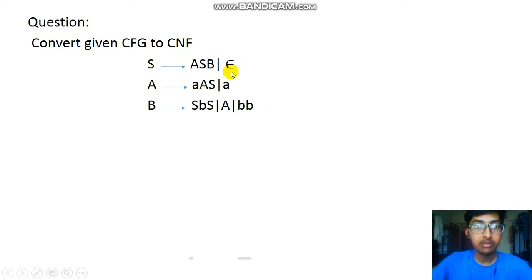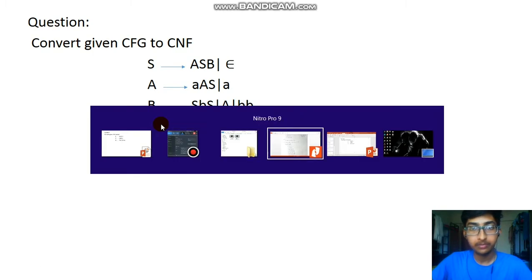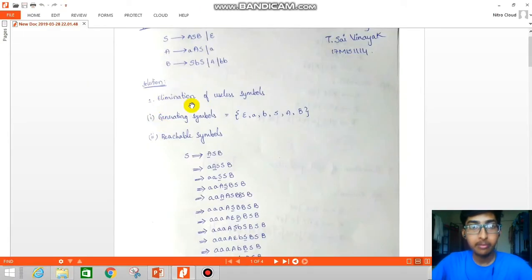By seeing the question, we see that there is an epsilon production which we have to eliminate, and here unit production B defines A, and we have to identify the useless symbols first, and we are going to do that now. First, elimination of useless symbols. In that, we have to find out the generating symbols. The terminals are always the generating symbols. First, write down which are epsilon, A and B.